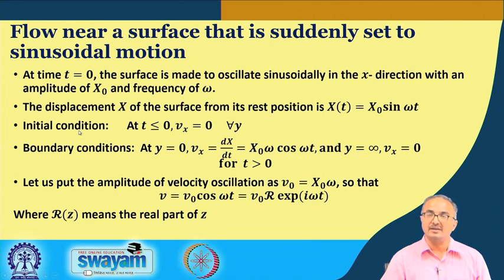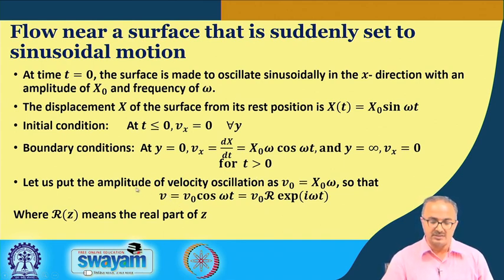Now, we find that the initial condition is the same as before, that Vx equal to 0 for all y. And the boundary condition is now like this, that at y equal to 0 we are giving dX by dt, because X is the position, so dX by dt is the velocity. So, we have dX by dt equal to x naught omega cos omega t, from this expression by differentiating with respect to time. And at y infinity, Vx equal to 0 as we have done earlier, for all t more than 0.